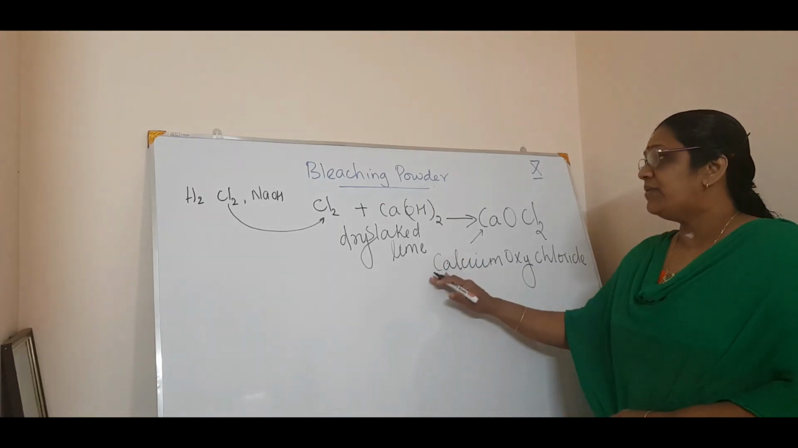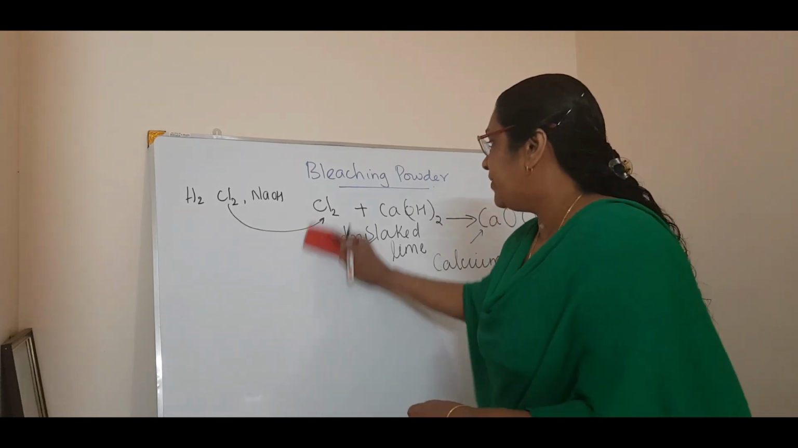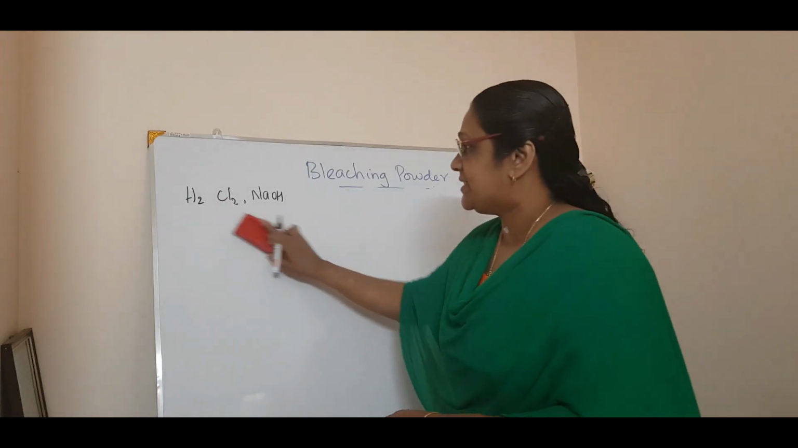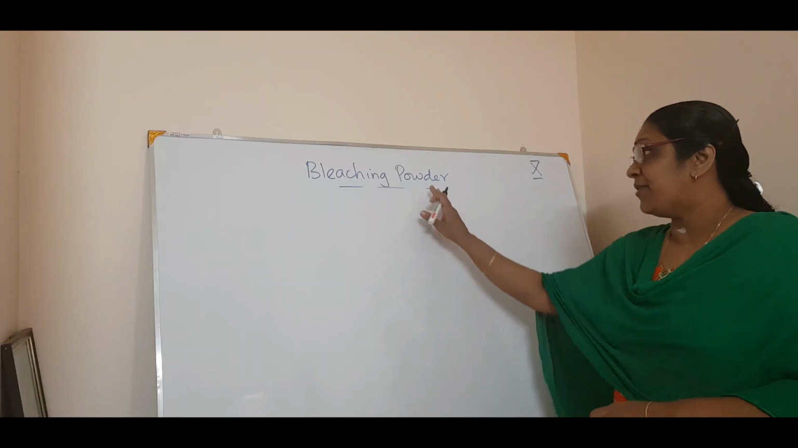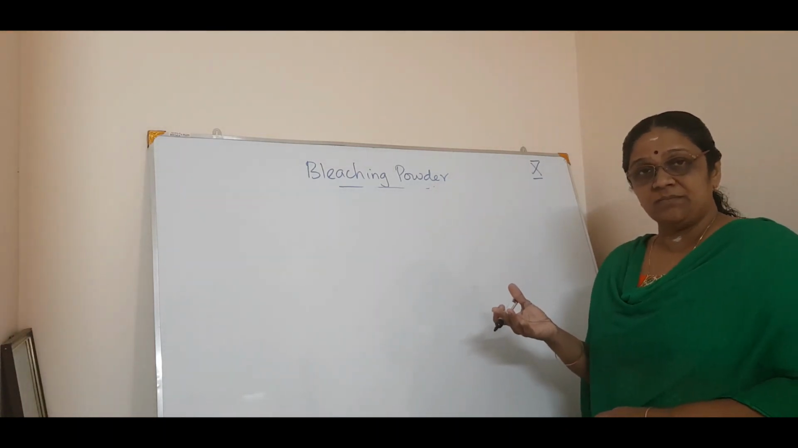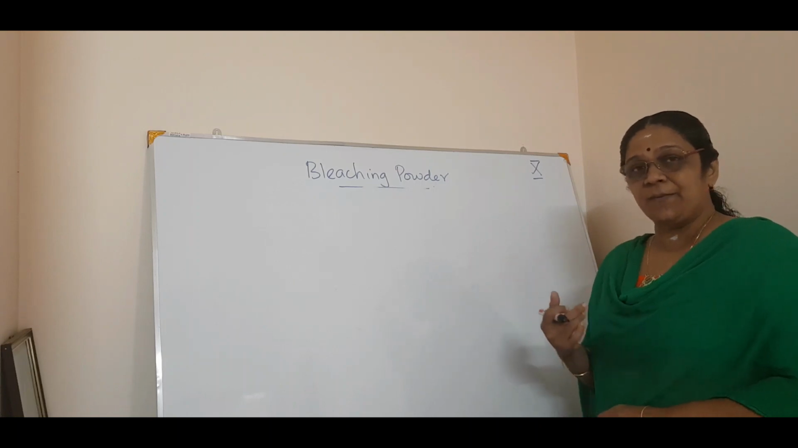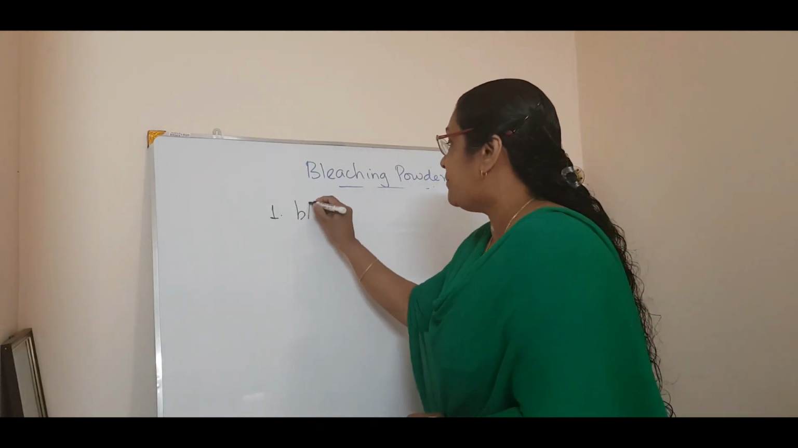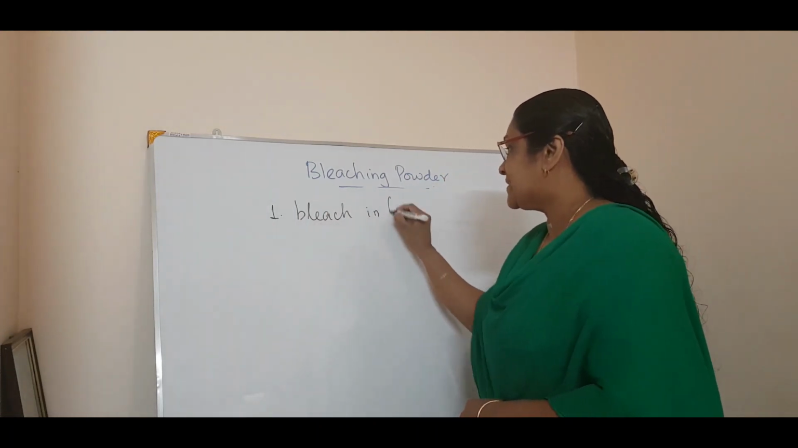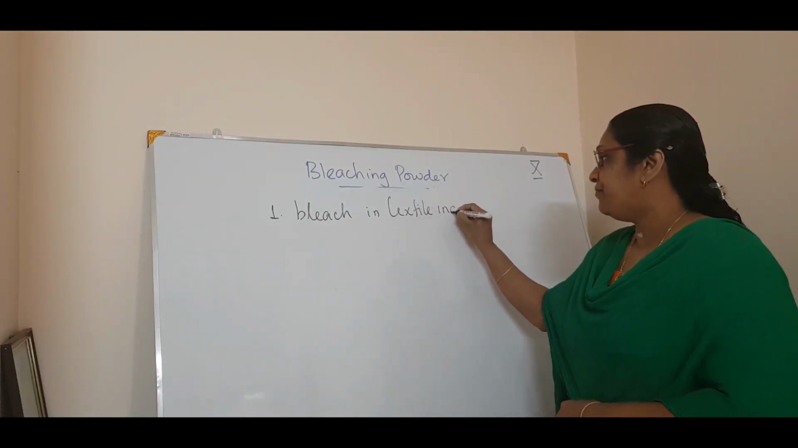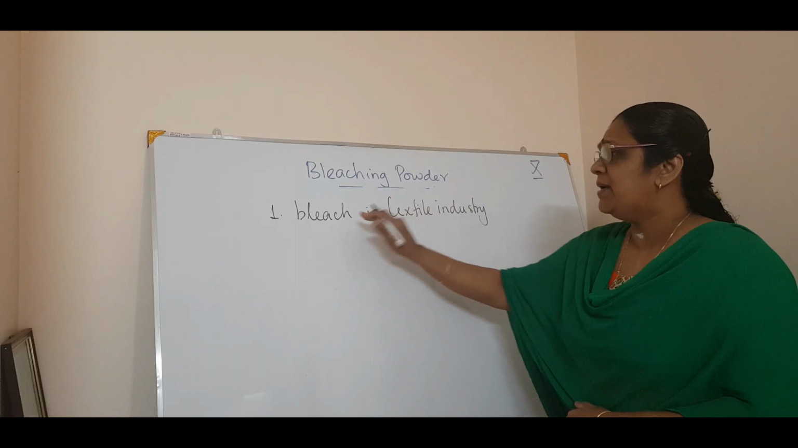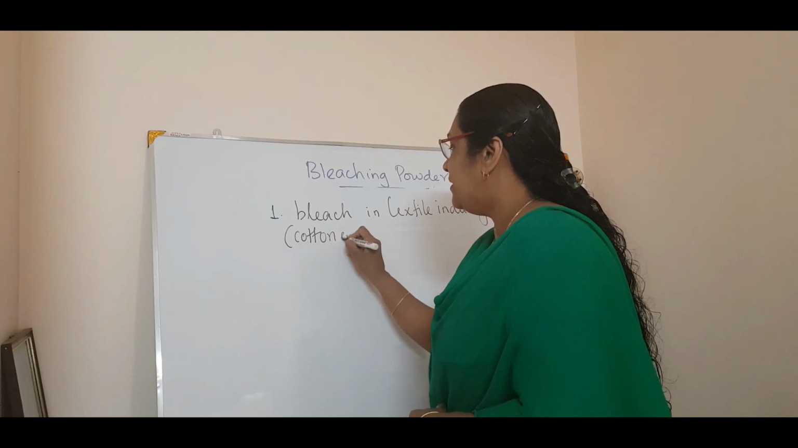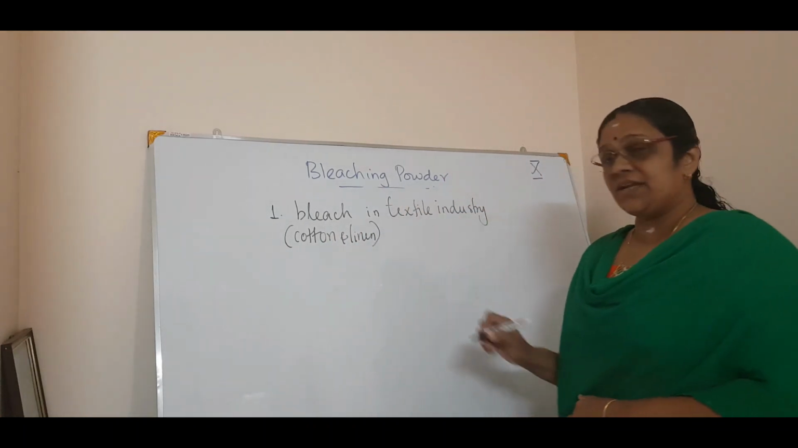Understood? Now we will see the uses of bleaching powder. What are the main uses of bleaching powder? You know, it is used as a disinfectant, isn't it? And also, since from the name itself, it is used for bleaching clothes in the textile industry. So the first use of bleaching powder is as a bleach in the textile industry, in order to bleach cotton and linen clothes, especially the cotton and linen clothes in the textile industry.